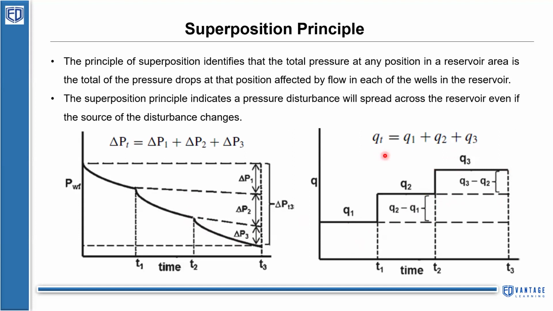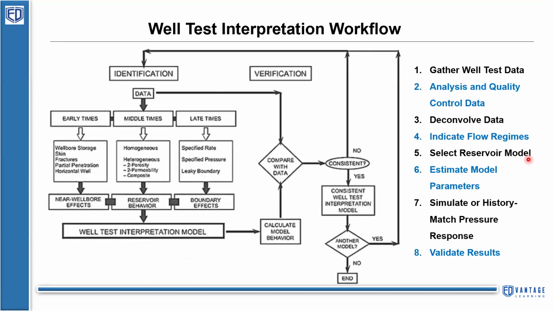So the total QT will be Q1 plus Q2 plus Q3. This superposition principle is important in the long run for well test design. Now, the interpretation workflow.